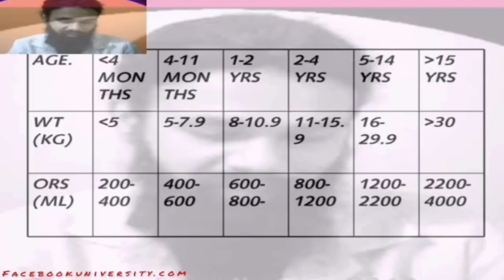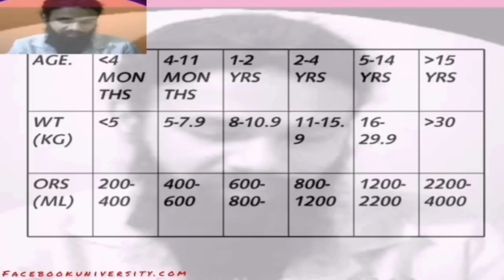of oral rehydration salt. And for 1 to 2 years of age and body weight between 8 to 10.9 kilograms, give 600 to 800 milliliter of oral rehydration salt. And for 2 to 4 years of age and 11 to 15.9 kilogram, or less than 16 kilogram body weight, you can give 800 to 1200 milliliters of oral rehydration salt. And for 5 to 14 years of age and weight between 16 to less than 30 kilogram of body weight, give 1200 to 2200 milliliter of oral rehydration salt.